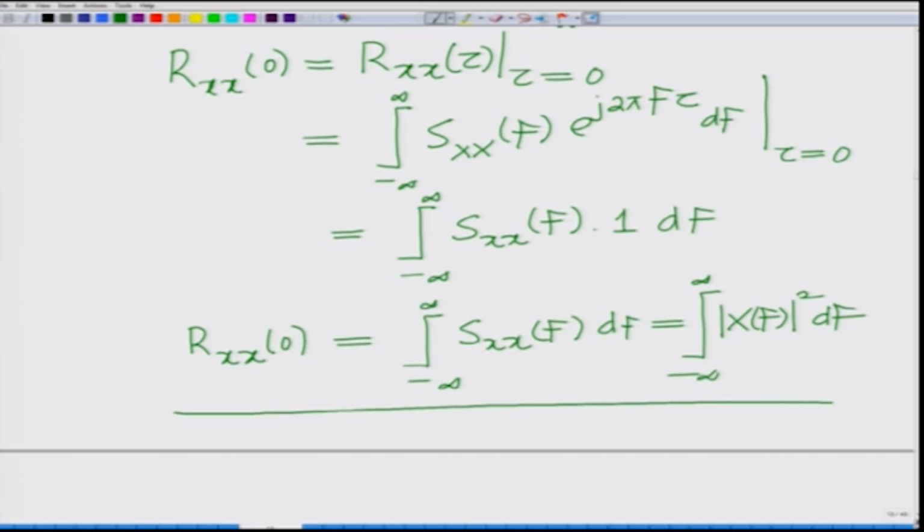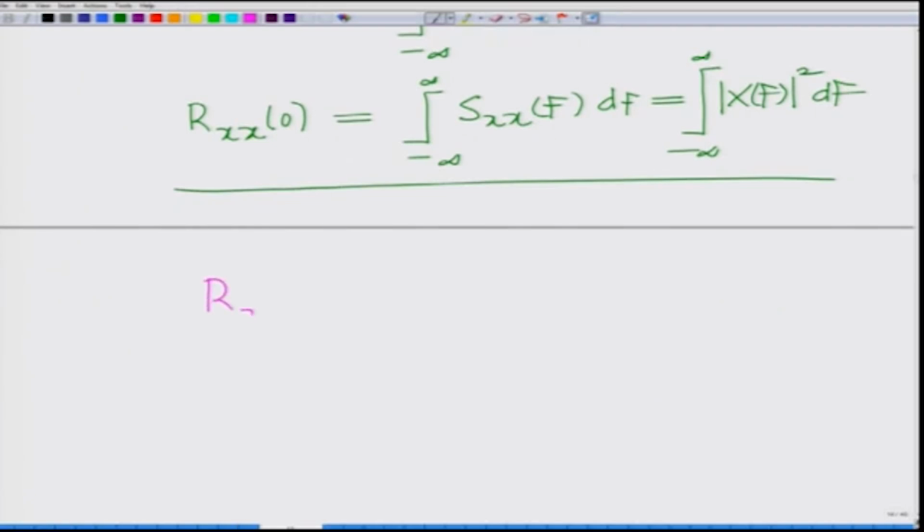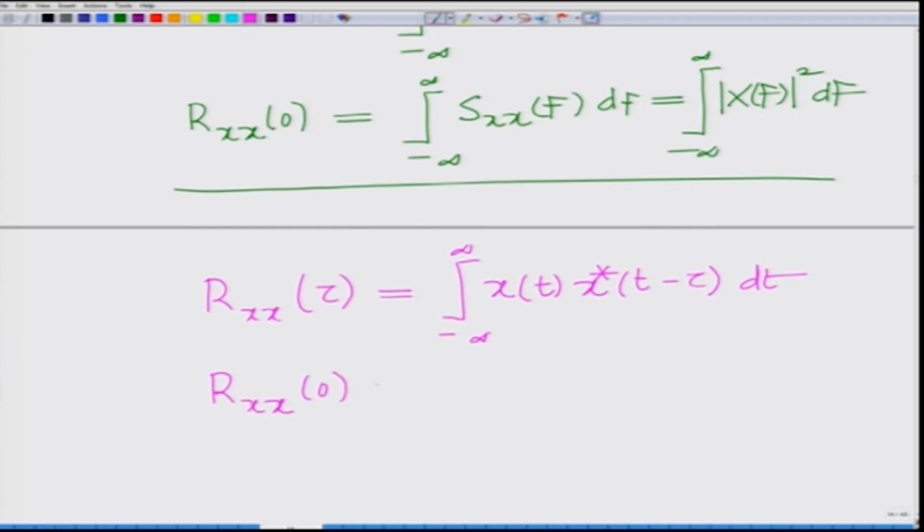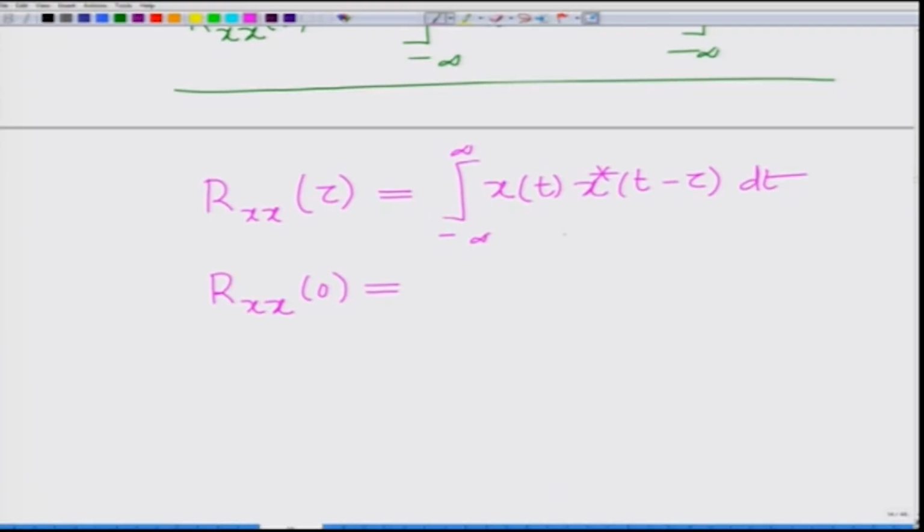So, we have this relation, but now also realize that Rxx(tau) equals the integral from minus infinity to infinity of x(t) x conjugate of (t minus tau) dt. Now, setting tau equal to 0, Rxx(0) is this autocorrelation expression, the integral from minus infinity to infinity of x(t) x conjugate of (t minus tau) dt, with tau set equal to 0.